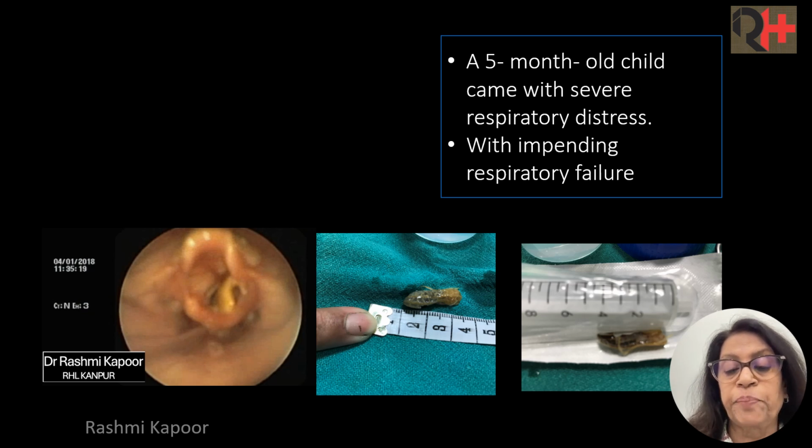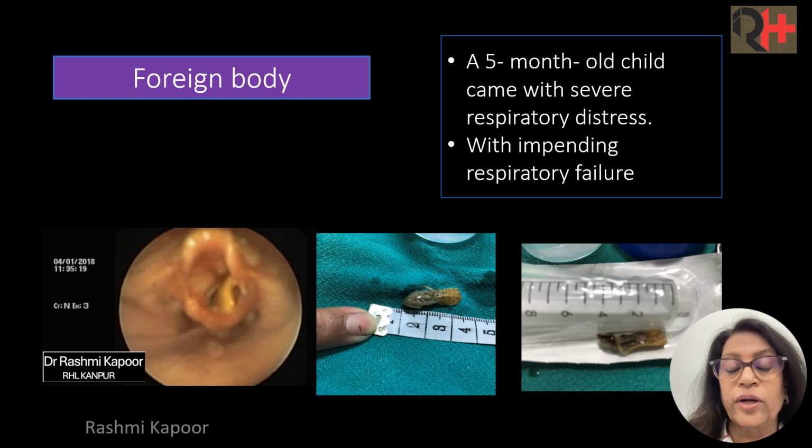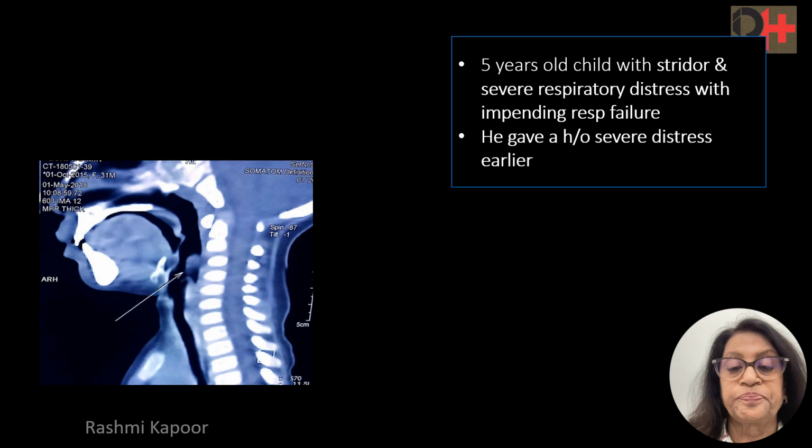It was a peanut peel that was shoved inside the mouth of this 5-month-old baby by the elder sister who was eating peanuts. So this was a foreign body, and foreign bodies can be found anywhere, and especially so in India. It is always unreported. Parents will never give a history, but you always have to suspect a foreign body.